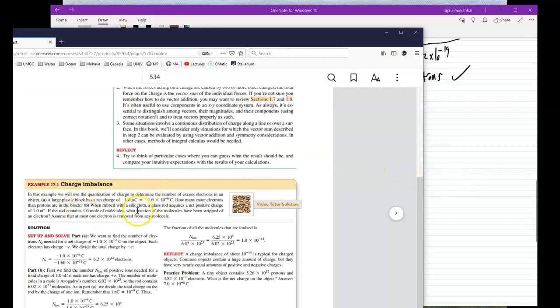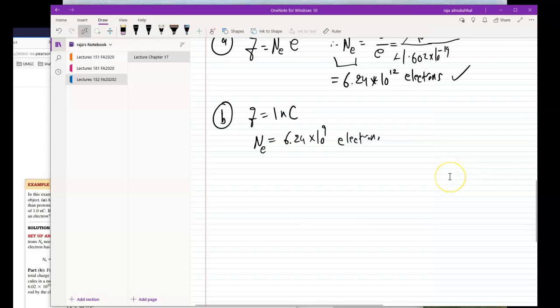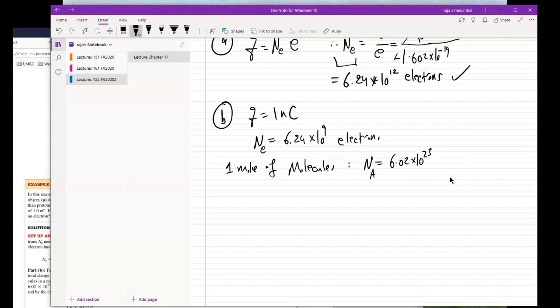What does that mean? When I say 1 mole of molecules, do you remember, go back to your chemistry class? That means it's Avogadro's number, remember? 1 mole is Avogadro's number. So this is N sub A, Avogadro's number. What is it? 6.02 times 10 to the 23rd molecules.